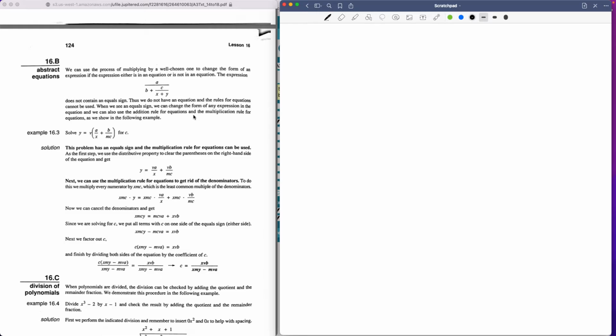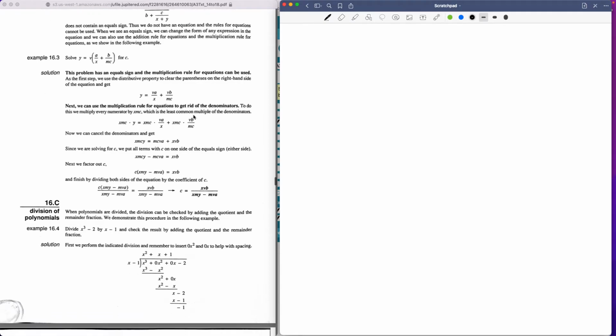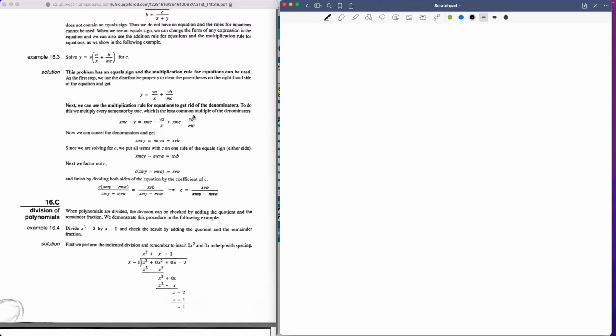So let's jump into 16.3 to illustrate what that's talking about, because sometimes the language in the book is a little confusing and it's easier when you see it. We're going to solve this, and the well-chosen one that it's talking about, we're solving for a different letter within an equation that's already been solved once. So this equation is solved for y right now. But now it wants us to solve for c. That's our well-chosen one.